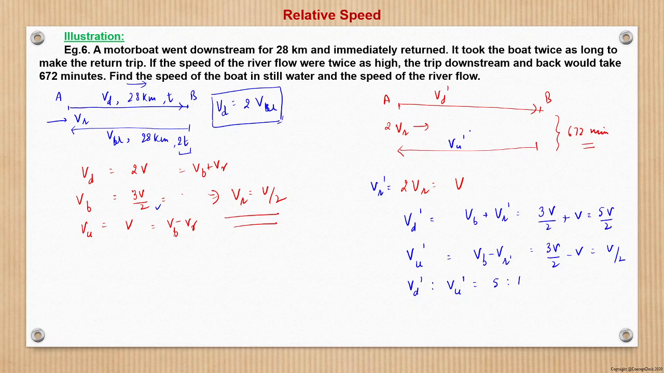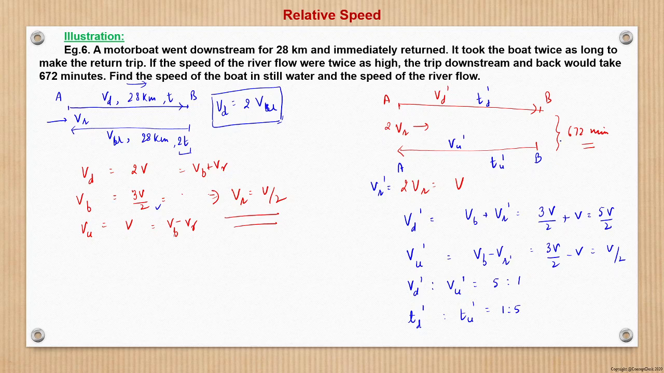So since the distance in the second case is being covered in the same, right, AB and then BA, so we can say that T downstream dash is to T upstream dash is nothing but 1 is to 5. So that means that in the second case the boat is taking, if 1 unit to reach from A to B, it will take 5 units to reach from B to A, right? So this is here TD dash and this is here TU dash, right?